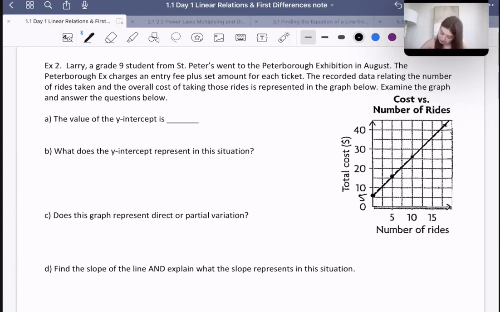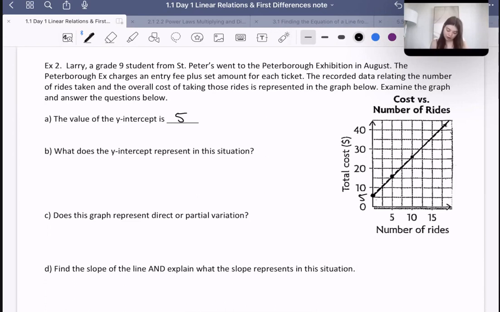So it looks like it's just going to cost you maybe $16 for riding 5 rides. For 10 rides, maybe $26, $27, and so on, right? And so we have this line here that's telling us how much it's going to cost, depending how many rides we decide to go on. So the value of the y-intercept here would be 5, because even if we go on 0 rides, it costs $5 just to go to the exhibition in general.